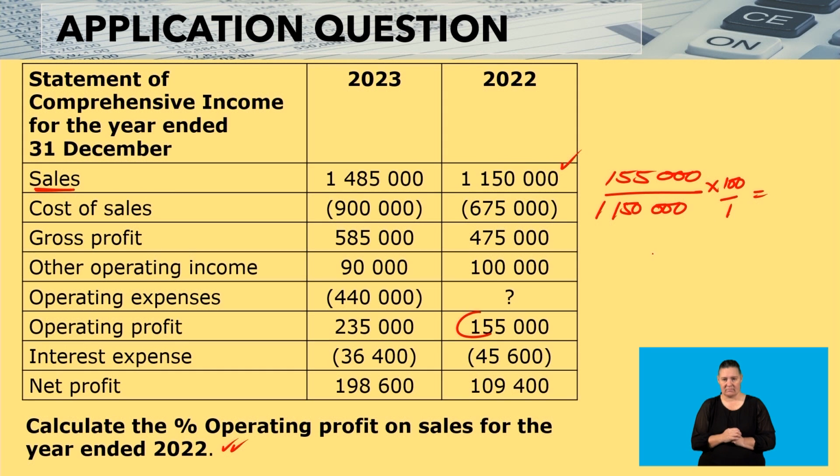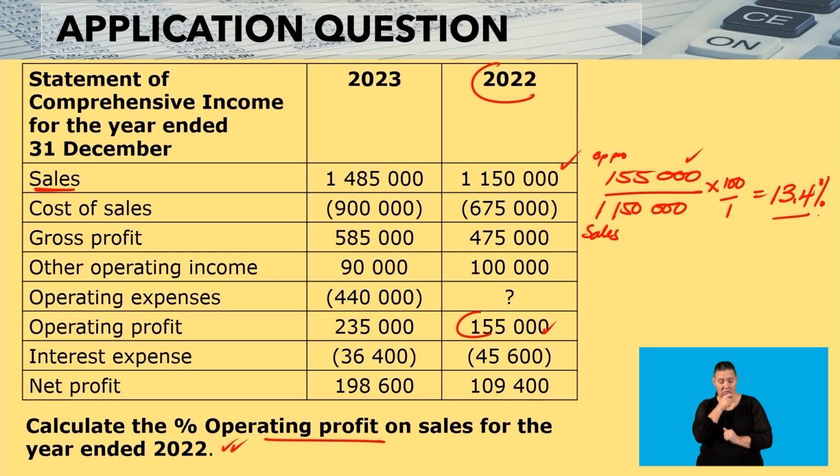Okay, I'm going to do this again. We are calculating the percentage operating profit on sales. So here I need my operating profit, which is 155,000. Then I divide it by my sales. Remember, we are in 2022. I multiply this by 100 over 1. After punching that in my calculator, I see 13.4%. Please confirm, dear learners, if you have the same figures on your calculators. All right, thank you. You have 13.4%.